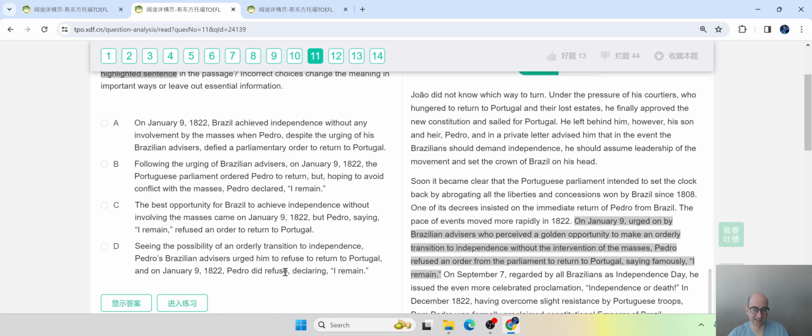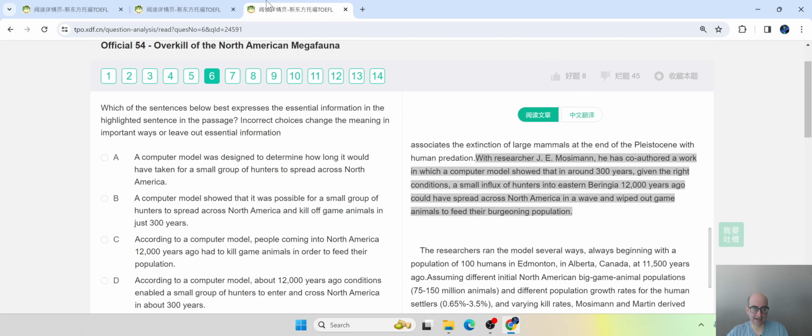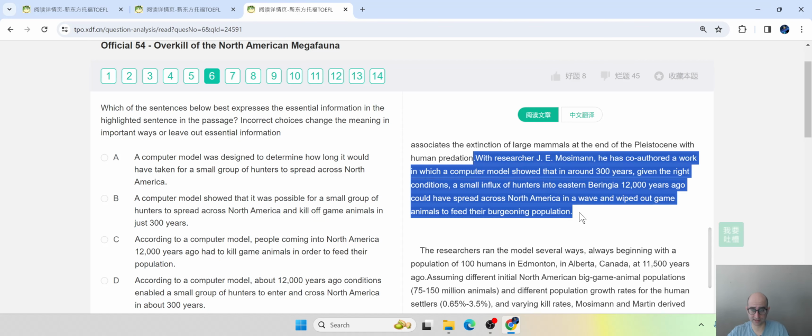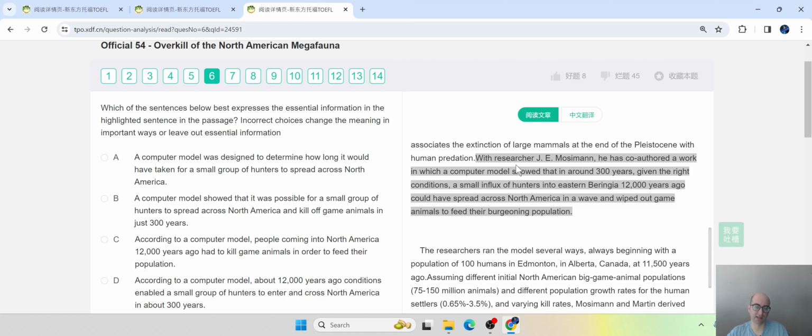Of course, they didn't say that, but if you read this passage, you would understand it better. Okay, so he eventually did become the king of Brazil for a moment in time. Okay, so let's take a look at one last one. So again, we know what the question's asking. We just want to come straight to the highlighted sentence itself and simplify the meaning for ourselves.